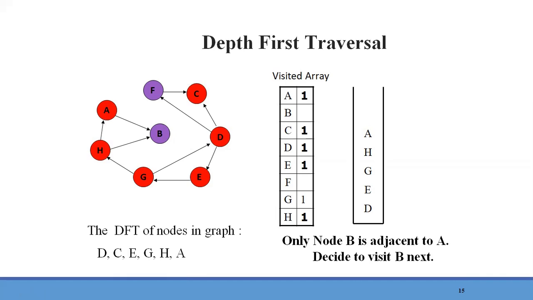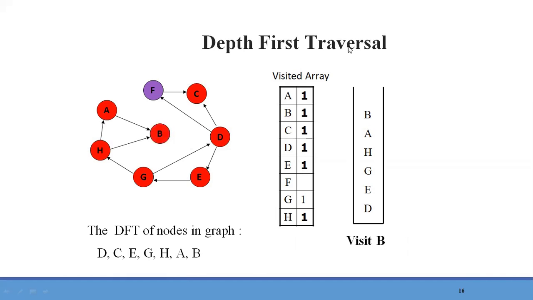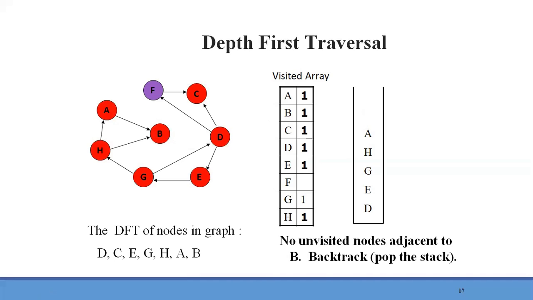Now which are the nodes which are adjacent to H and not visited? So for that again we have two options, node A and node B. So alphabetically we will select node A. So A will be added in the stack and its respective entry in the array will be represented by 1, and again as A is visited it will be displayed in the output.